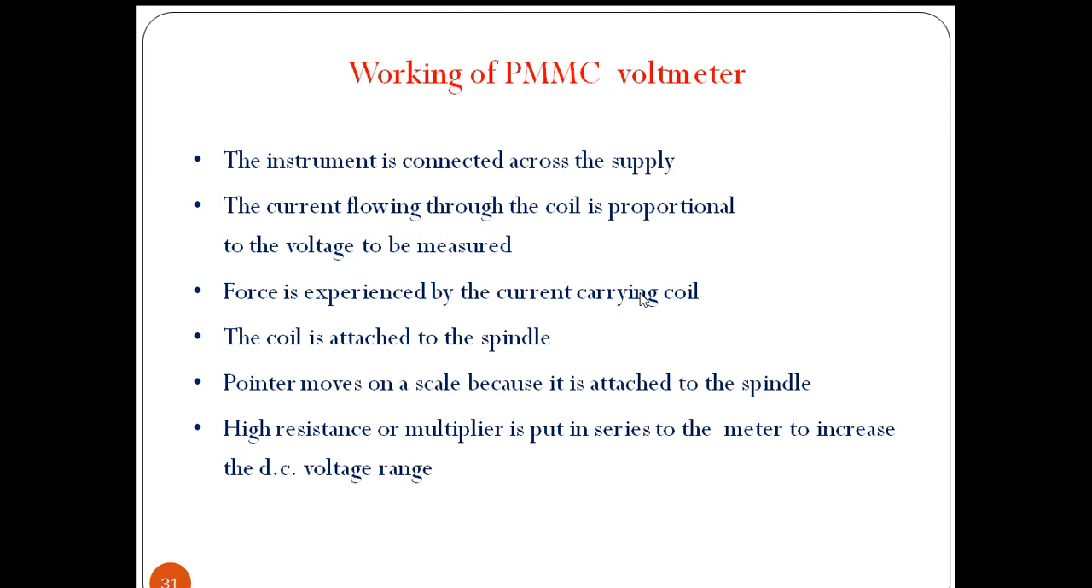To the spindle, the pointer is attached. When the spindle moves, the pointer moves on the scale, so it will indicate the reading. To extend the range of the voltmeter, a multiplier will be connected in series with the meter to increase the DC voltage range. So this is how the PMMC meter works as a voltmeter.